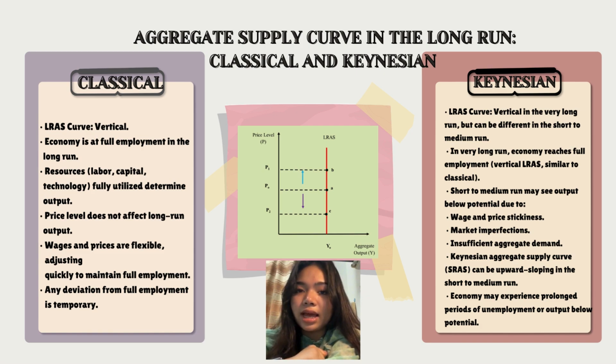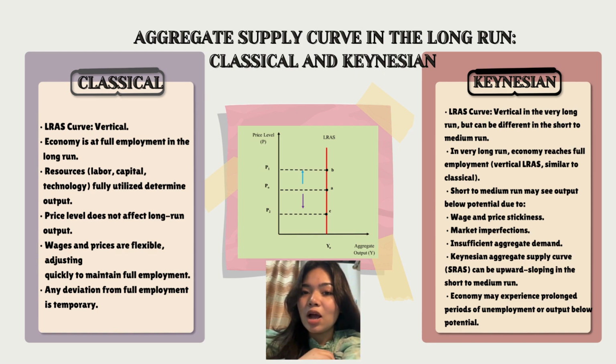Keynesians emphasize that in these circumstances, the economy may operate below its full potential output, and it is important to note that the Keynesian aggregate supply curves become vertical only as the economy approaches full employment in the long run. In conclusion, while both classical and Keynesian economists agree that the long-run aggregate supply curve is vertical in the long run, indicating full employment, they differ in their views of how the economy behaves in the short to medium run.